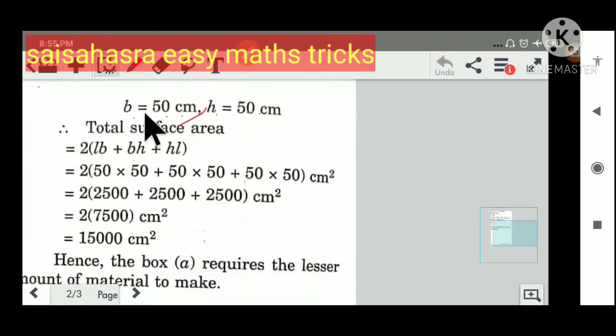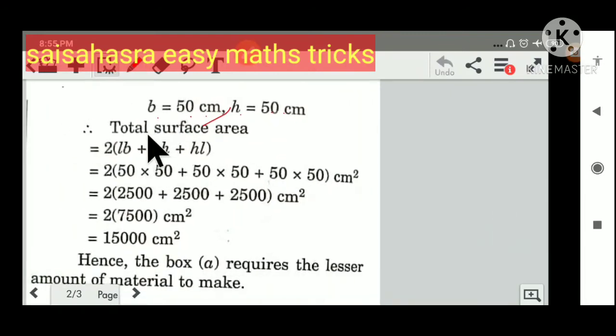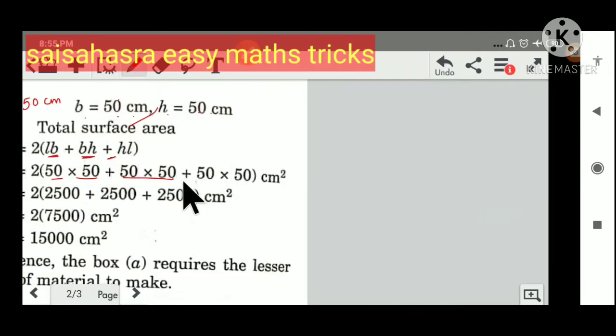Here also you need to find out the total surface area. Since it is cuboid, the total surface area formula is 2 times of L into B plus B into H plus H into L. Here L is 50 centimeter, B is 50 centimeter, H is also 50 centimeter. So L into B, 50 into 50, B into H, 50 into 50, plus H into L, H is 50, L is 50, so 50 into 50.